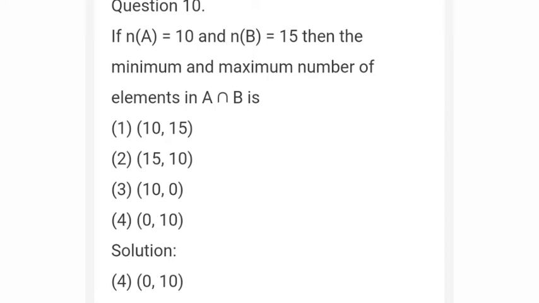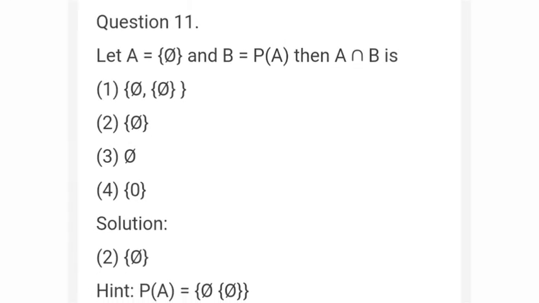Second one, we write A equal to 1 to 10 and B equal to 1 to 15. Do we have any common elements? Yes, that is 1 to 10. That is the maximum number of common elements. So the minimum is 0, the maximum is 10. Therefore the option is 4. The answer is 0, 10. Can you understand?